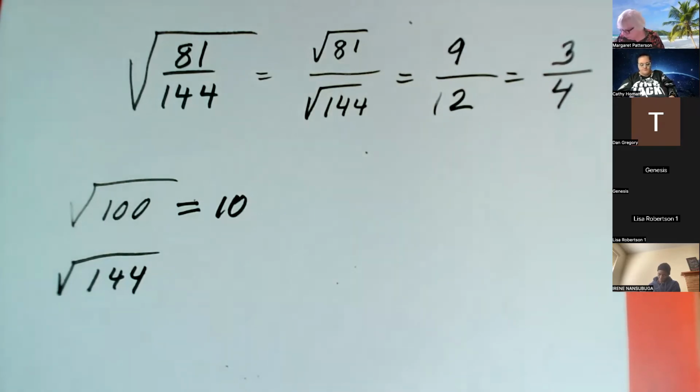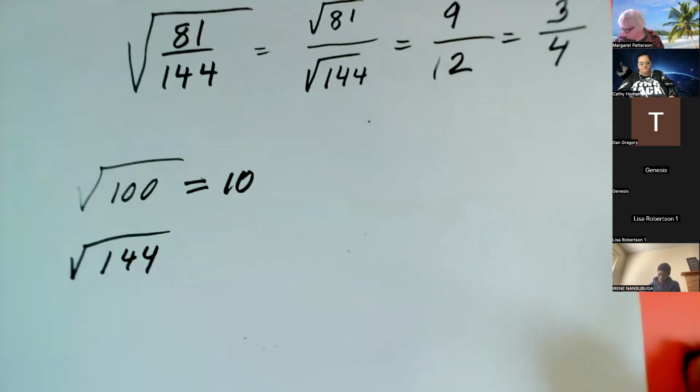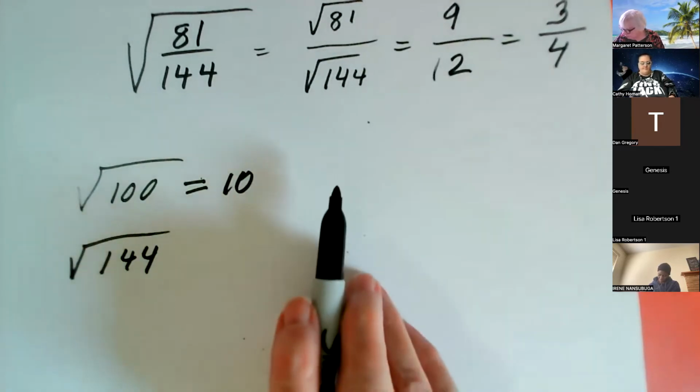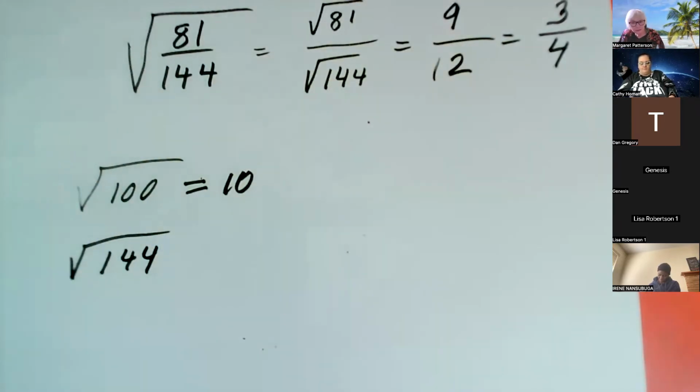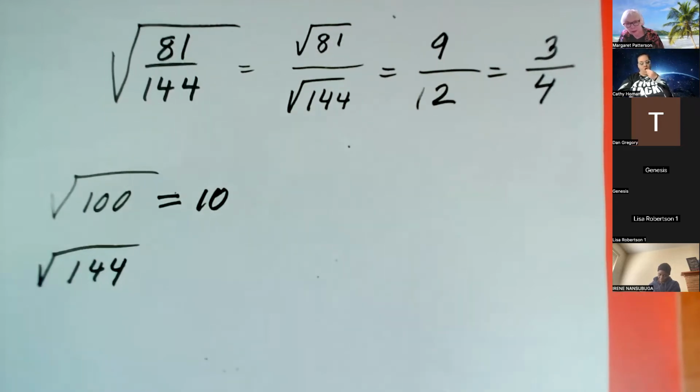So the square root of 81 over 144 is 3/4. That's right. Wow. Okay, so we're learning some new things.